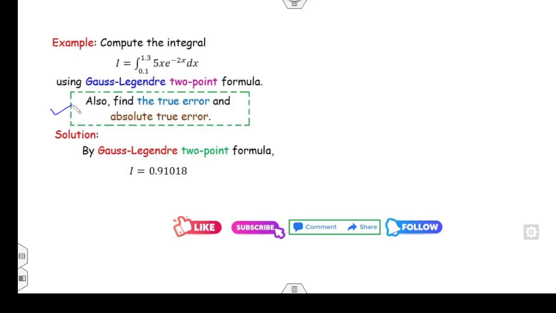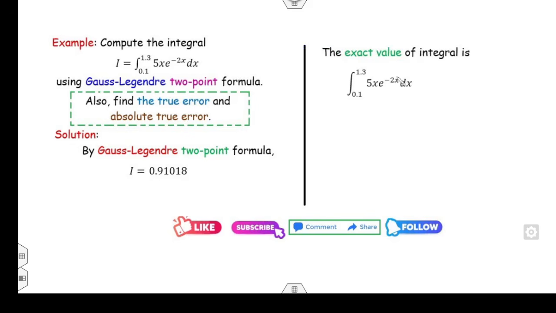If somebody asks you to calculate the true error and the absolute error for this case, you have to find the exact value. How can you find the exact value? So I can solve the integration. Because these are integrations, this is the first function. Fine. So how can you solve the integration in a very simple manner?